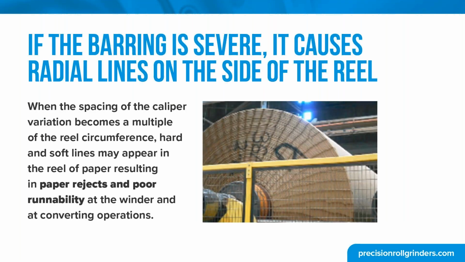And then a fourth way to detect it, and maybe some of you have seen this before, if the barring is severe, it causes radial lines to appear in the side of the reel of paper. And why is that? Well, the spacing of the caliper variation in the paper, when it becomes a multiple of the reel circumference, these hard and soft lines will appear. And these hard and soft lines can result in paper rejects at the reel, at the winder, and poor runnability at the winder, and also at converting operations, printing and/or corrugating plant, for instance. So that's another way to look for barring if it's really severe.